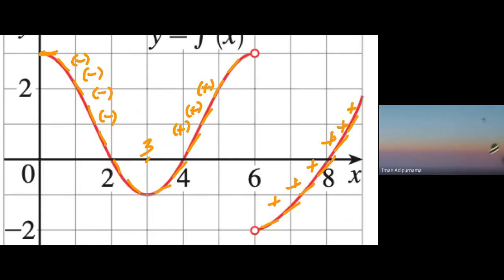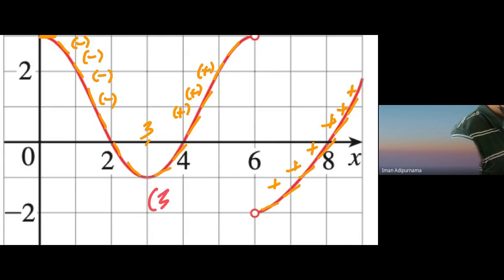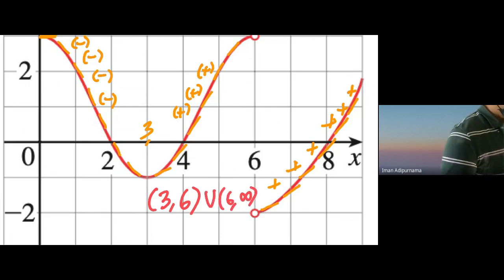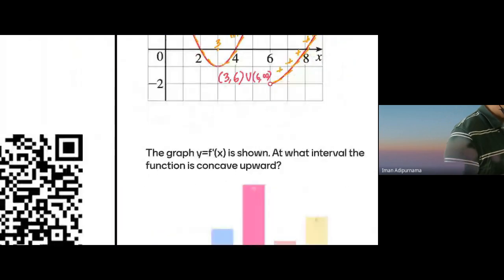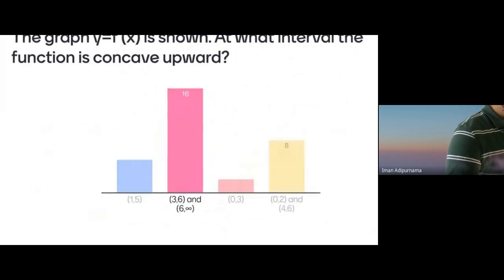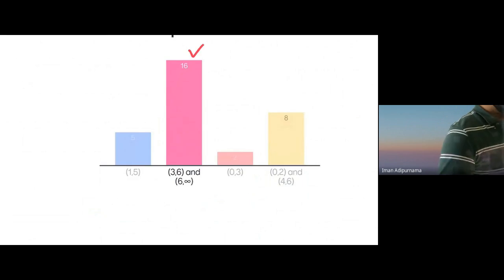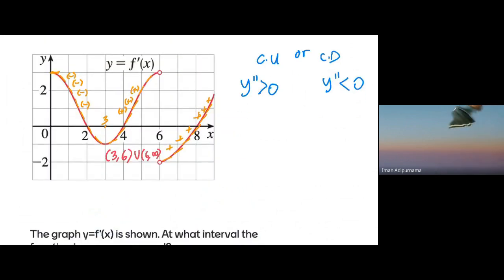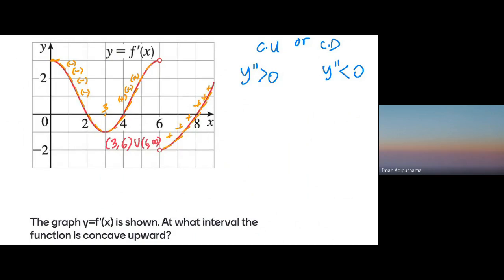So upwards means we need to have the positive. So it will be from 3, let me write with a different color, from 3 to 6, and then from 6 to, we don't know, let's just say infinity. That will be the slope that is positive, and that is precisely what this answer is. So you can see it from the slope.